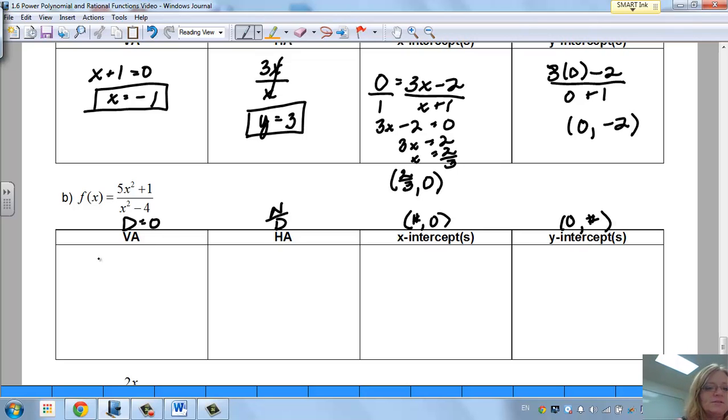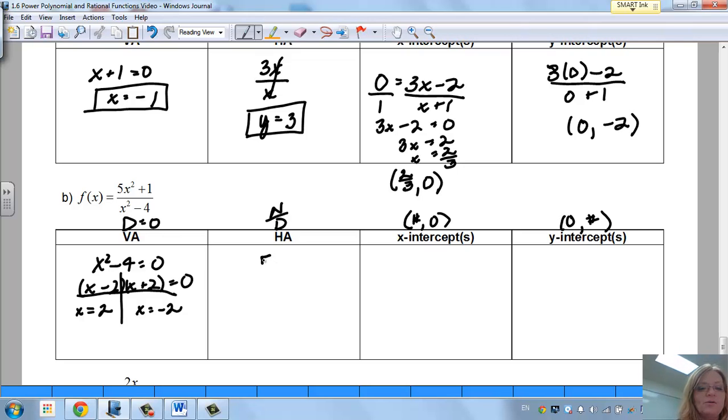So let's try this. Denominator, x squared minus 4 equals 0. X minus 2 times x plus 2 equals 0. Draw my big T. X is going to equal a positive 2. X is going to equal a negative 2. So I have two vertical asymptotes right there. They're both lines. Horizontal asymptote, take my highest power of the numerator with the coefficient and the highest power in the denominator. They match. I can cross that off, say thanks for playing. So y equals 5 is my horizontal asymptote.